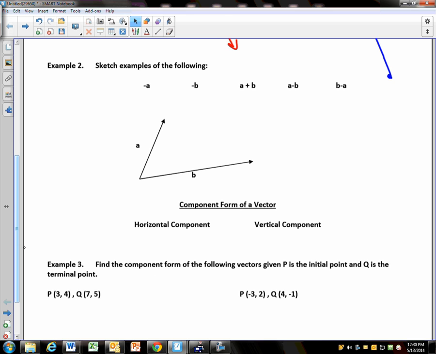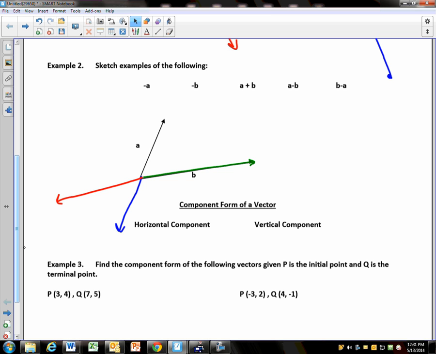So now what we want to do is sketch examples of the vectors, and we're going to learn how to do vector addition and subtraction. If this is vector A, how would I draw negative A? And if this is B, that would be negative B. That's vector B. I'm going to use that in a second here.